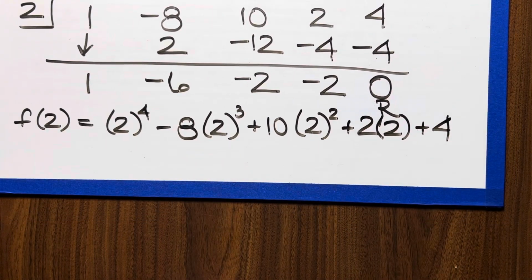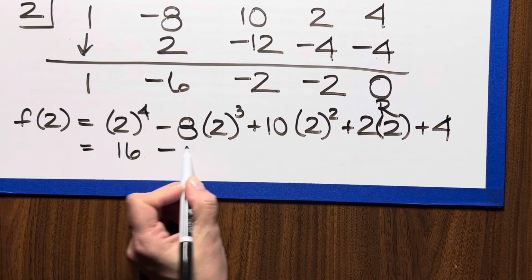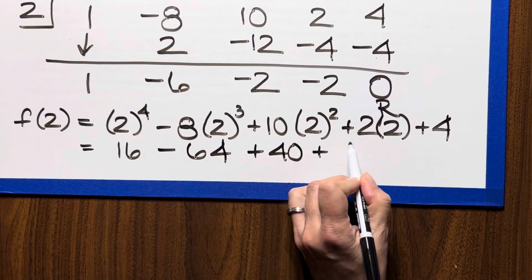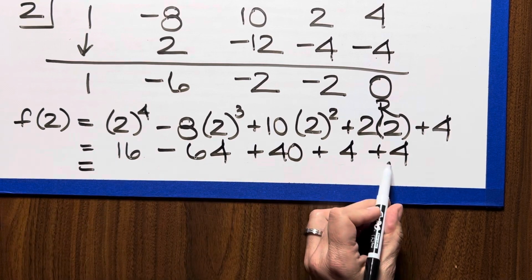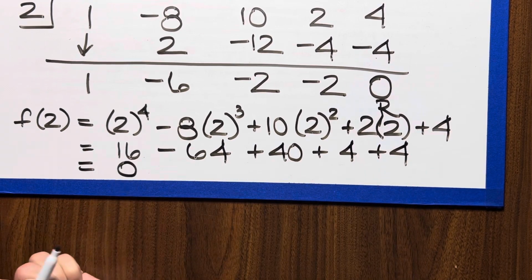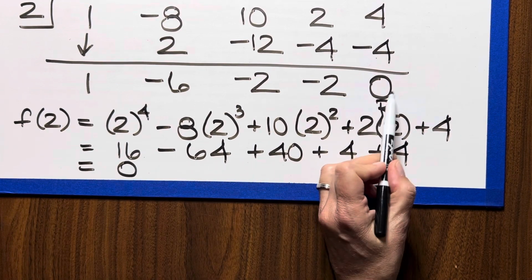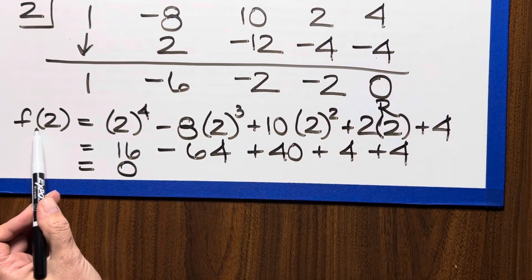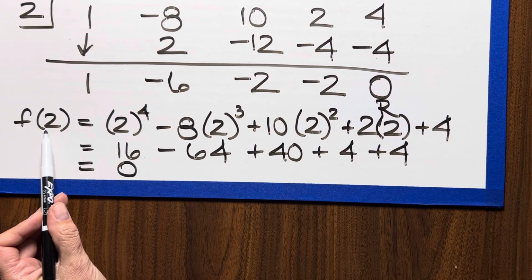So if I substitute in for each of these, I'm going to end up with 16 minus 64 plus 40 plus 4 plus 4. When I combine all of these together, I get 0. So just like with synthetic division, where I can divide through and figure out what my remainder is, and if I have a factor, I can just evaluate my function at this specific number that I'm given.